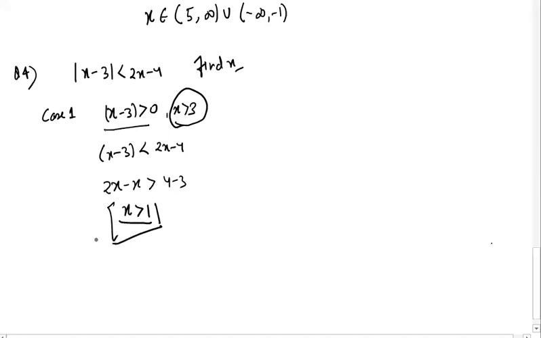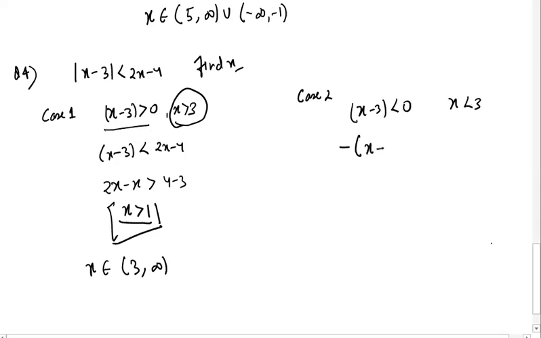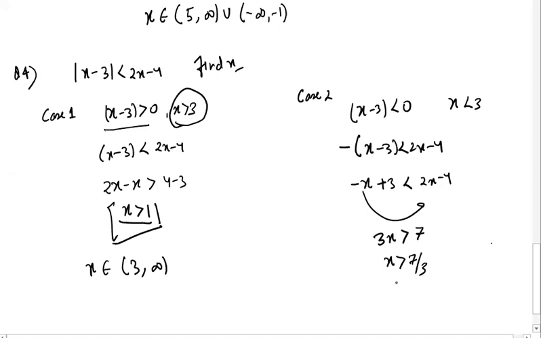So for this one, x belongs to 3 to infinity. Okay, everyone? Now, let's see case 2. When x minus 3 is less than 0, which means x is less than 3, we will have minus of x minus 3 is less than x minus 4, which is minus x plus 3 is less than 2x minus 4. So this will go this side, this will go this side, becomes 3x greater than 7, which means x greater than 7 by 3. Got it, everyone?